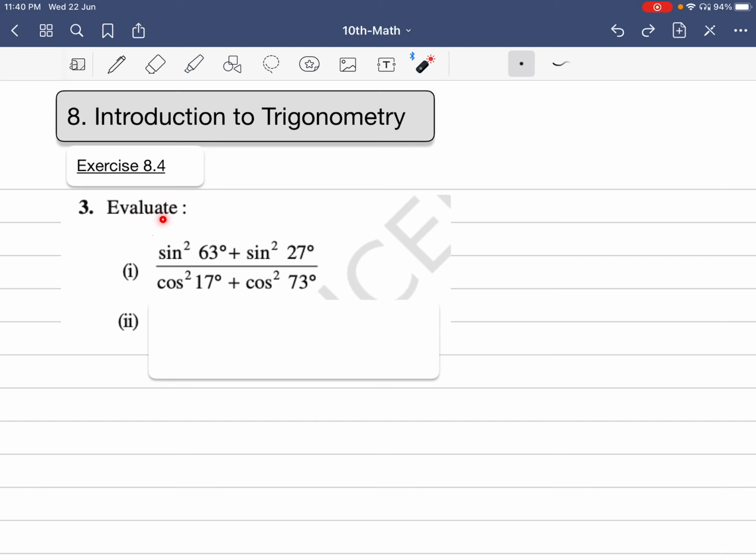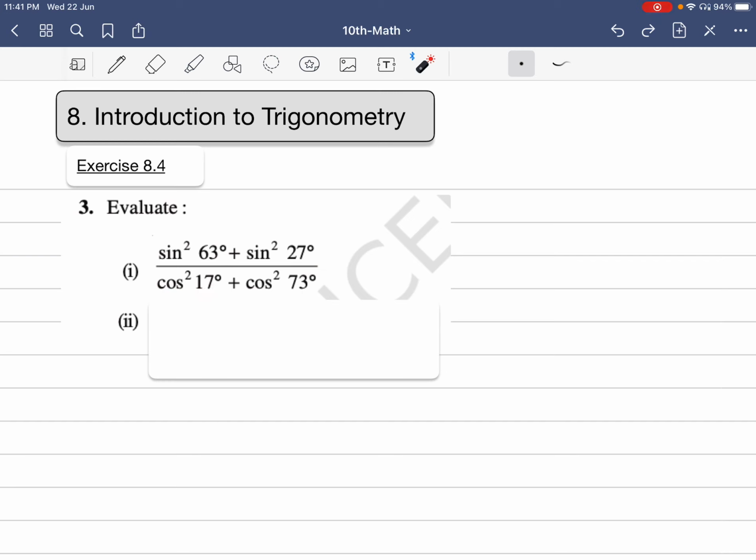So in this video, we are going to solve a problem from exercise 8.4, and we are going to look at question number 3. Now the question number 3 reads evaluate. So we have to evaluate this expression, and there is another second expression here. But currently we'll start with the first expression that is given to us. Let's read the expression. It's sine square 63 plus sine square 27, the whole divided by cos square 17 plus cos square 73. Now we have to evaluate this expression.